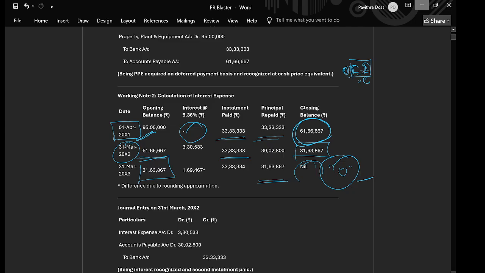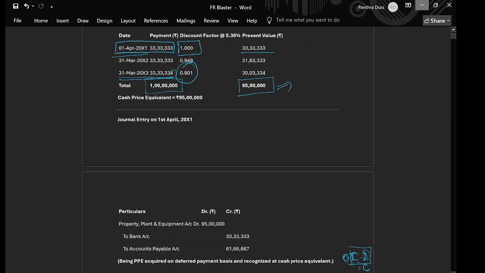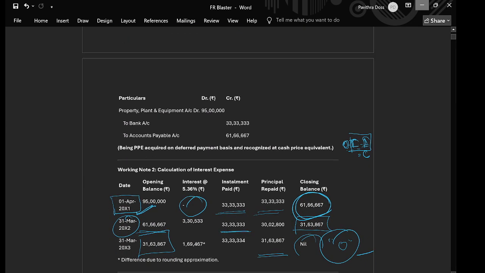We will get that. So this is about the loan amortization table. Now let us see how the journal is going to be presented. We told that the asset will be recognized at the cash price equivalent, and the cash price equivalent here we have found to be 95 lakh.